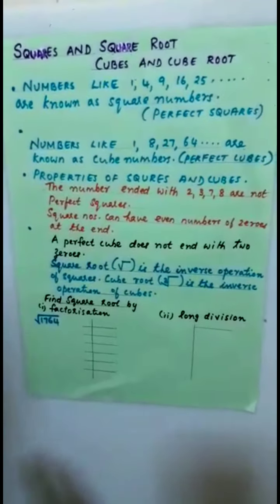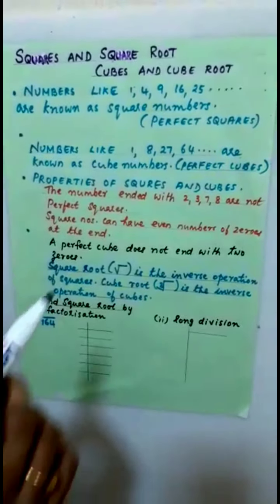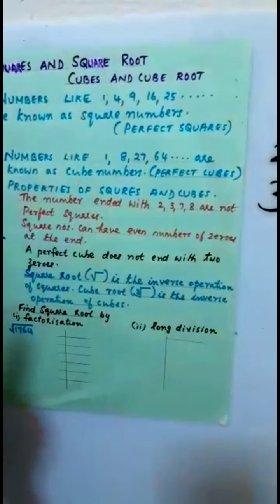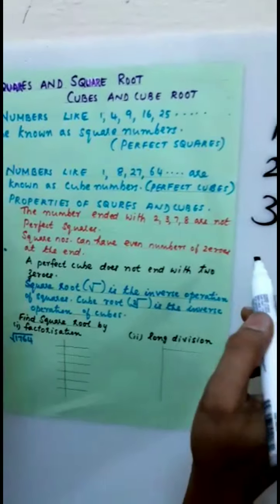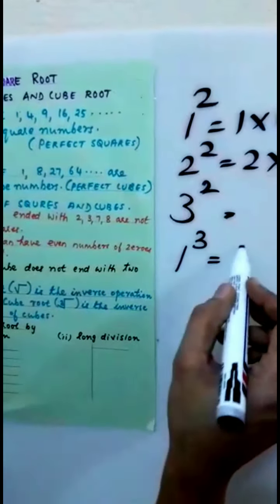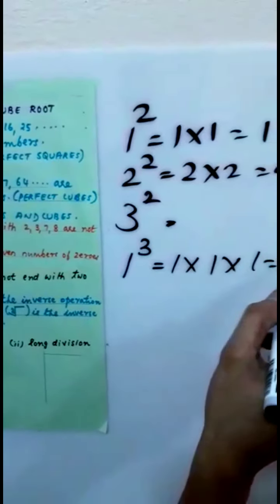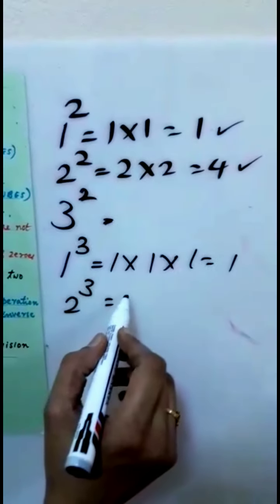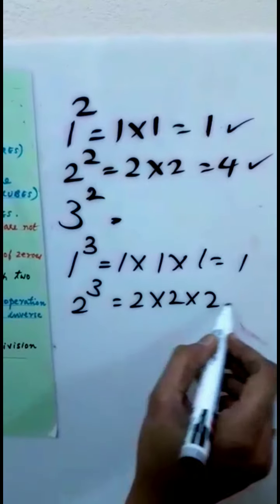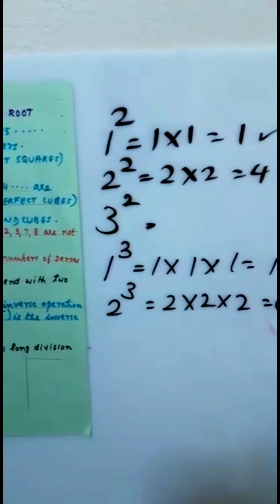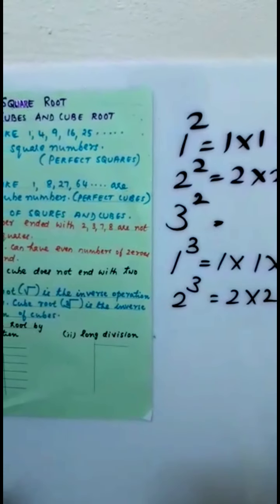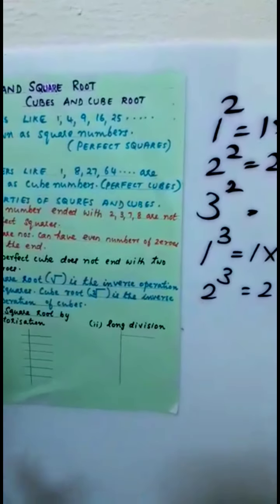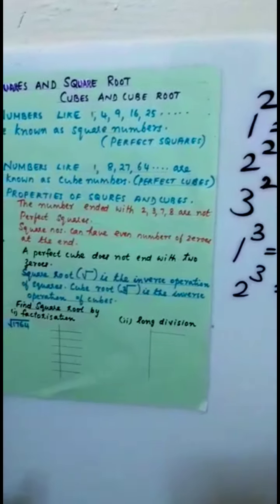Now I am talking about the cube numbers. Cube numbers are 1, 8, 27, 64, etc. It means 1 cube is 1 three times. 2 cube is 2 into 2 into 2, which is 8. This way we can write all the numbers. So 3 cube will be 27, 4 cube is 64, etc. These numbers we are calling perfect cubes.